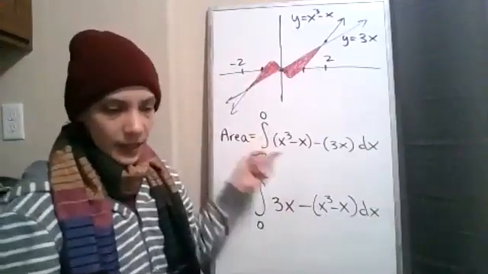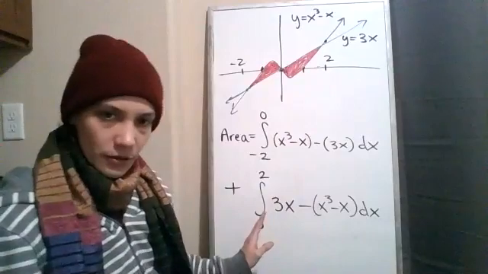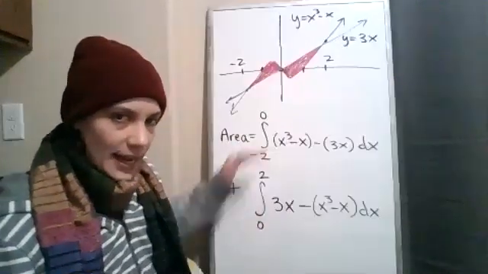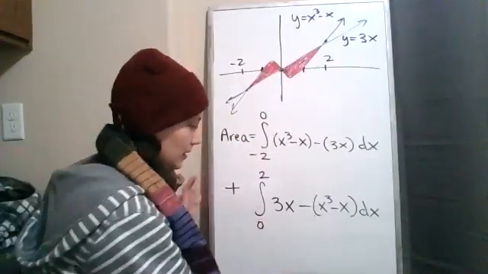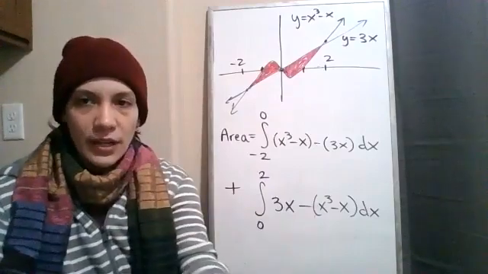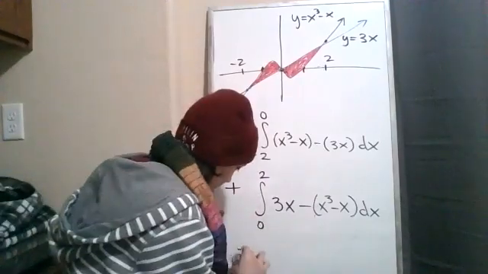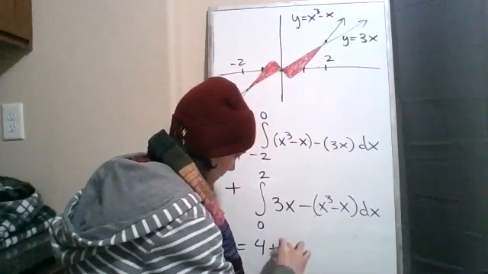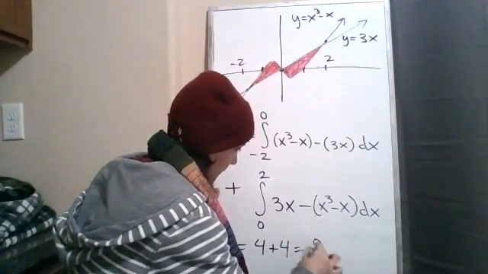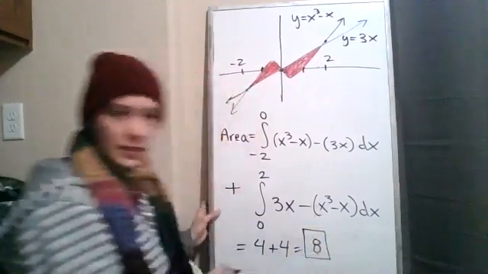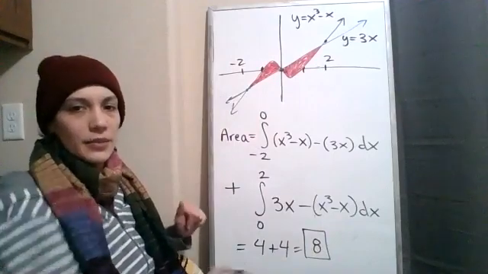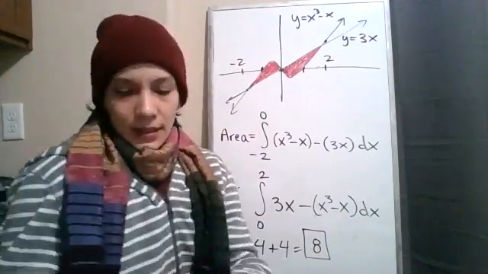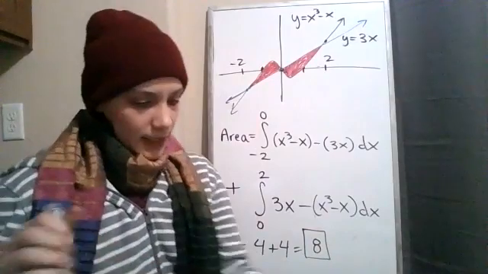All right, so for here, I got 4. This integral, also 4, and then add them together to get 8. I'm just going to skip all that scratch work, but of course, you can check it and let me know if I made a mistake. Okay, next.